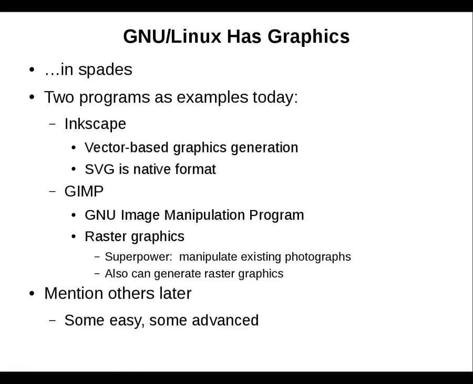And then I will talk about GIMP. GIMP is GNU Image Manipulation Program. That's what GIMP stands for. It deals with raster graphics, so its real superpower is manipulating existing photographs. It can also generate raster graphics, but it's more for manipulating images and not so much for making them, although you can make them. There's something called Krita that I learned about recently that seems to be more for paint type things, you know, painting raster graphics. Anyway, that will also be mentioned again later. I will mention many other types of software, at least just to give you an idea of what all is possible. Some of them are easy, some of them are advanced, and you'll have a chance to see all of this.